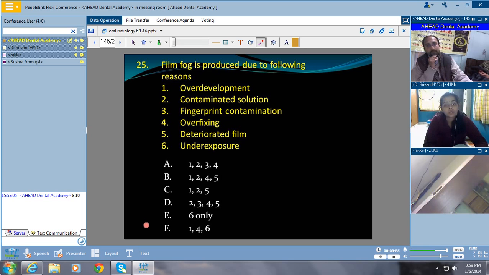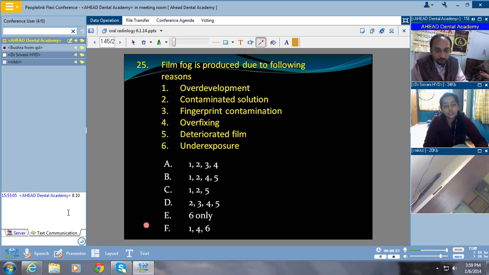Film fog is produced due to overdevelopment, contaminated solution, fingerprint contamination, overfixing, deteriorated film, or underexposure. Remember one thing, any contaminated solution would result in film fog. Any outdated film would also cause film fog. So I've given you a couple of hints. So what is the answer now? Contaminated solutions lead to film fog.